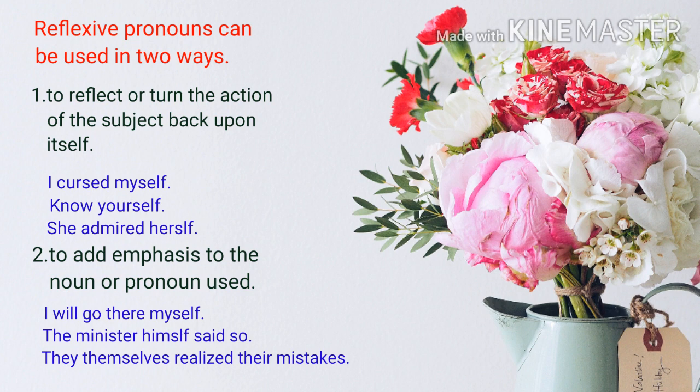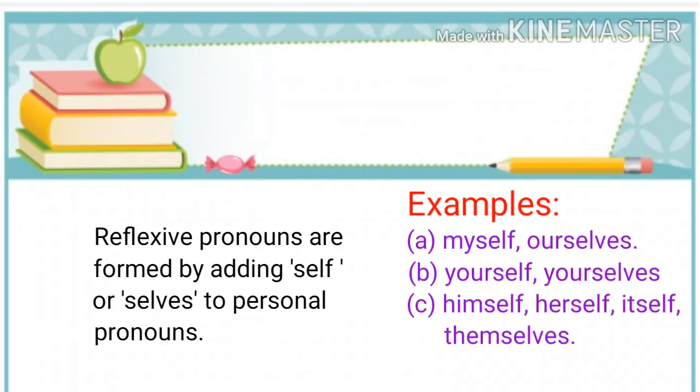First, to reflect or turn the action of the subject back upon itself. For example, I cursed myself. Know yourself. She admired herself. Secondly, to add emphasis or stress to the noun or pronoun used. For example, I will go there myself. The minister himself said so. They themselves realized their mistakes. Remember, reflexive pronouns are formed by adding self or selves to personal pronouns.